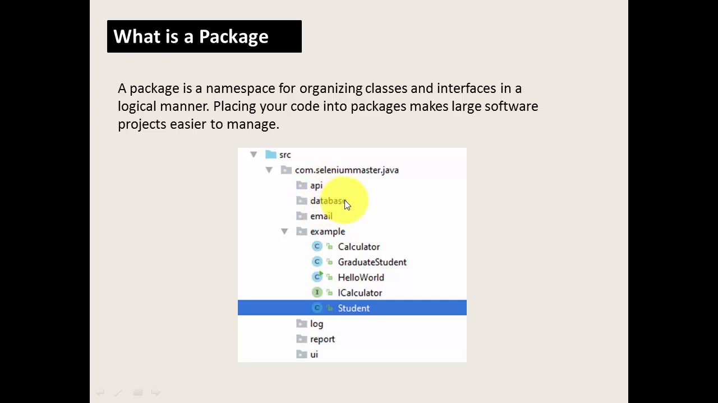Database packages will contain code that will interact with data. Email package contains content to send email or any email related functionality. And example package contains a quick example used for testing. And log package is used for generating logs. Report package is used for generating reports. UI package will contain page and page object module to interact with web elements using Selenium Java WebDriver. When using package, your code is well structured and it's very easy to follow.